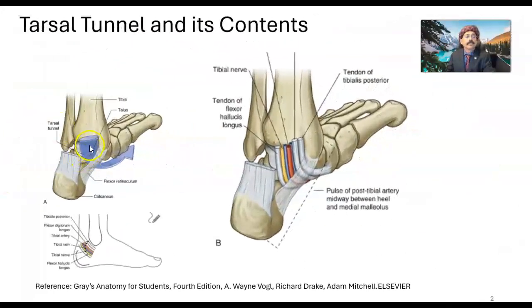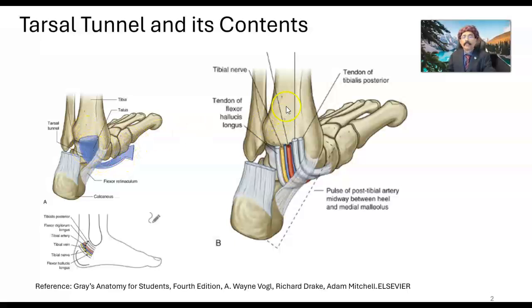Okay, so this is the tunnel. This is the medial malleolus. This is a part of the tibia. This is one of the tarsal bones. This is the calcaneus. Okay, so some structures pass through this tunnel to go to the sole.